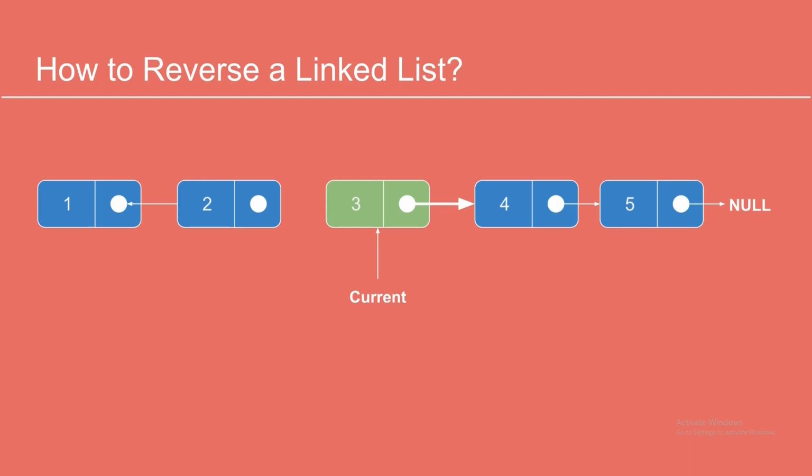But how do we get to node 2? We can only move in the forward direction, not backwards. Therefore, we need another reference which will point to the previous node. Let's call it prev. Now we can change the current.next to prev. But if we do that, then we have lost the connection with the rest of the list. So how do we reach node 4 now? Therefore, before changing the current.next, we need one more reference which will point to the next node. Now we can change current.next to prev.